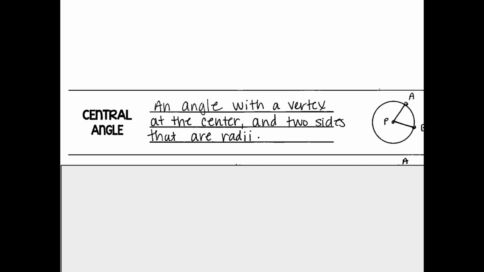The central angle is an angle with a vertex at the center and two sides that are radii. So please notice the diagram. Point P is still the center of the circle. PA and PB are radii of the circle, and the central angle would be the angle that's created at point P.